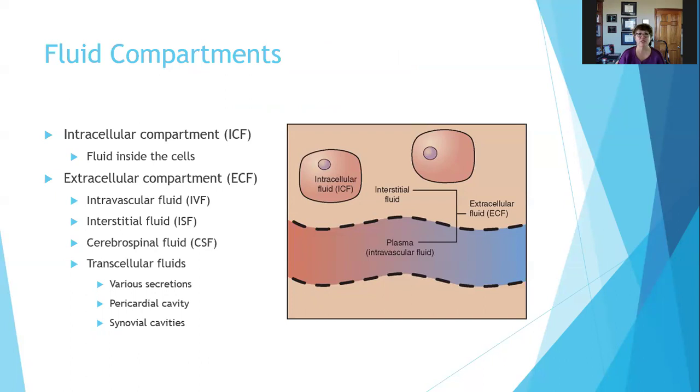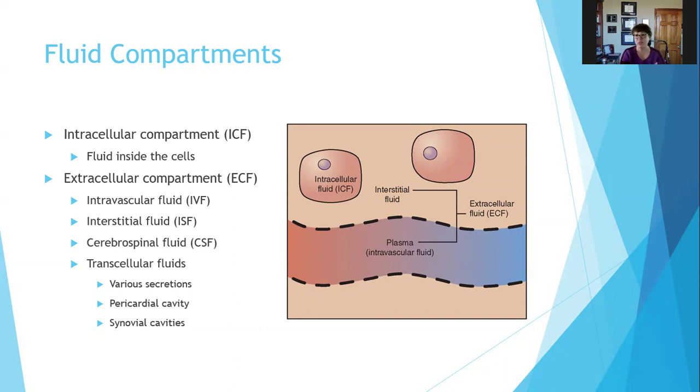So the fluid compartments: the intracellular fluid compartment, or the ICF, is the fluid inside the cells. So that's where our cellular reactions are going on. And there's the extracellular fluid compartment. It's anything outside the cells. So that includes the intravascular fluid, so the fluid inside the vascular system and the lymphatic system, the interstitial fluid, which is around the cells, outside the cells, the cerebrospinal fluid, which cushions and nourishes the brain and spinal cord, and the transcellular fluids.